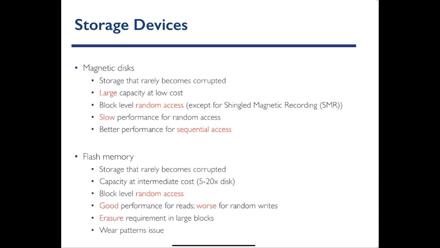In particular, we're going to talk about two different generations of permanent storage. We're going to talk a little bit about magnetic disks, and then we'll talk about flash memory, which is a more recent technology for permanent storage.